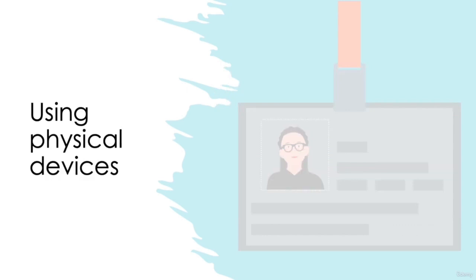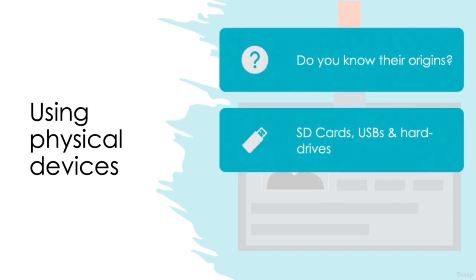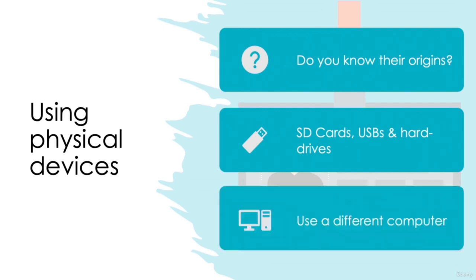Avoid plugging physical devices into your laptop or computer. Do you know their origins? Things such as SD cards, USB sticks, or external hard drives can carry malicious files that can infiltrate your data on your computer. Where possible, try to ensure any plug-and-play device is plugged into a computer which is not connected to your main company network, and ensure that it doesn't contain any sensitive information. As a general rule of thumb, if you don't own the external device, don't plug it into your computer.